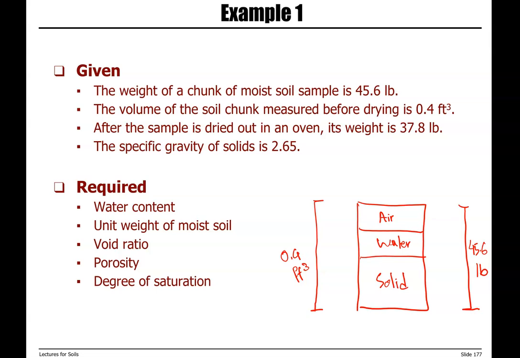After the sample is dried out in an oven, its weight is 37.8. So dry weight is 37.8 pounds, and we said that weight of air is 0. Also given is the specific gravity. So a specific gravity of solids is 2.65. This is total weight, this is total volume, this is weight of solids, this is GS.